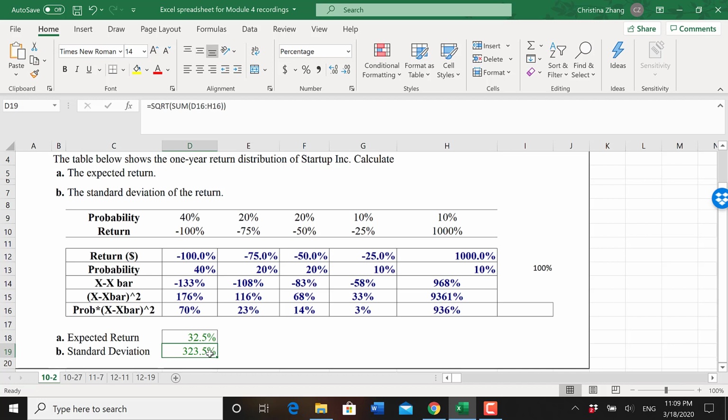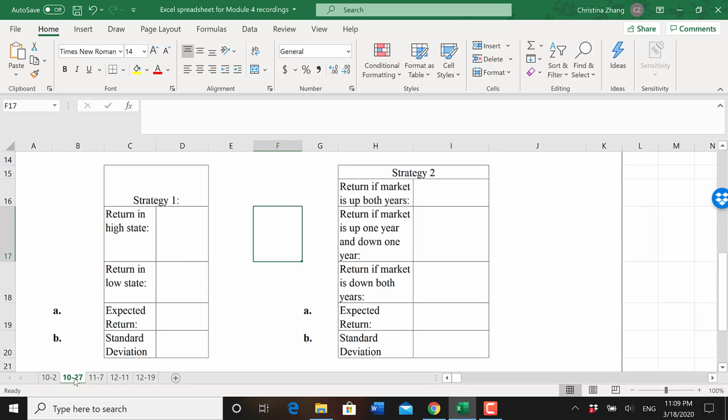Okay, so you probably have seen this formula in your textbook. The sum of the probability times the differences squared is essentially your variance, and the square root of your variance is going to be your standard deviation. Okay, all right, so now let's take a look at a different question.